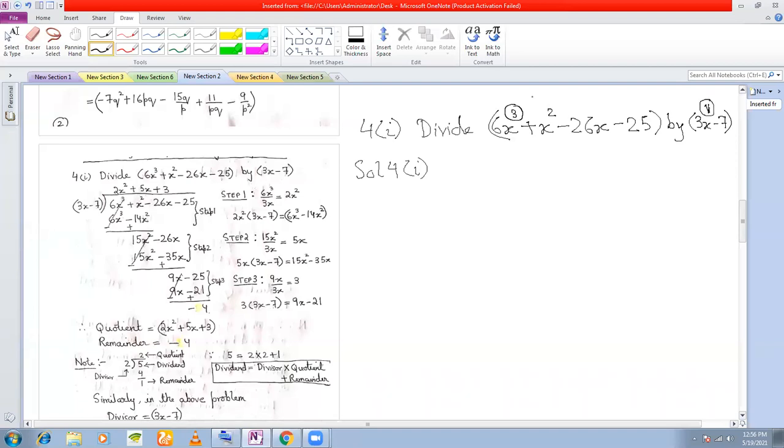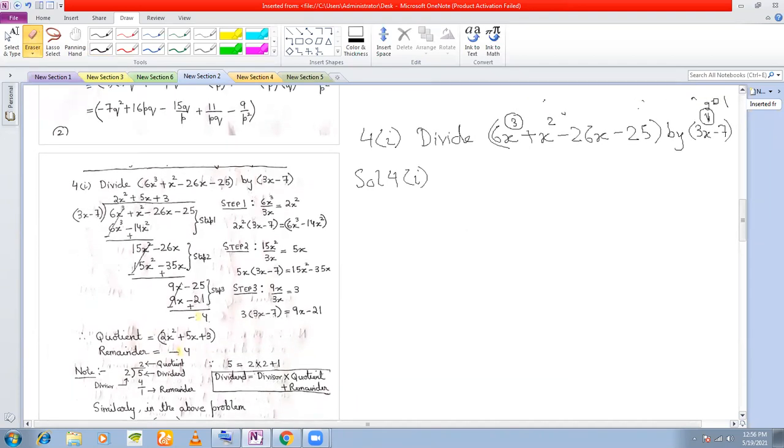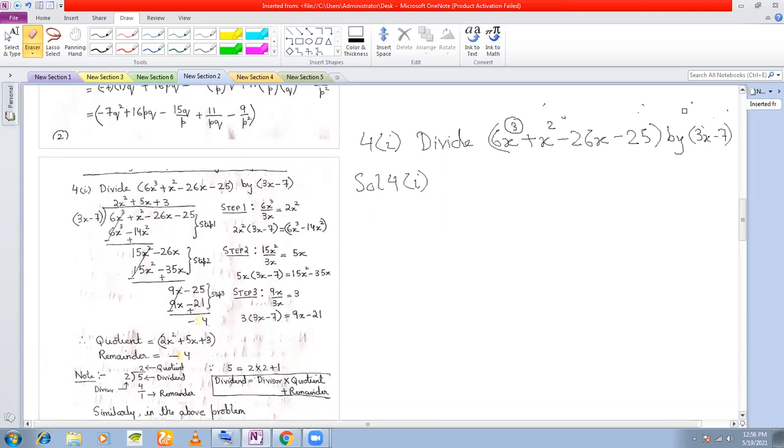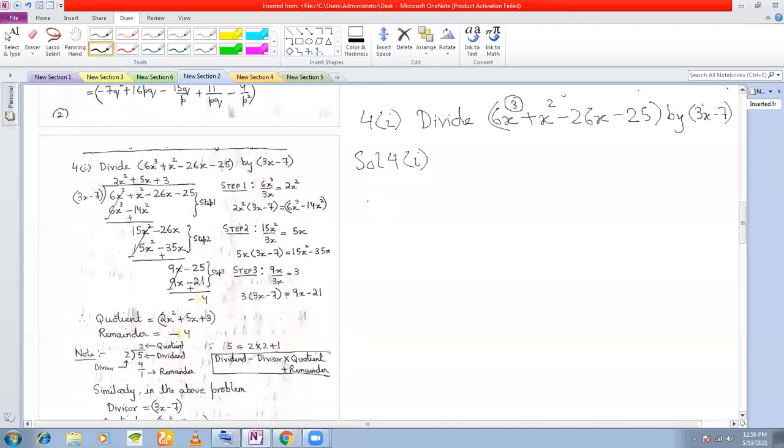So since the highest degree of the dividend is 3 and the degree of the divisor here is 1, since 3 is greater than 1, we can divide, right? So we proceed. We proceed with the division method. So you have 3x minus 7.